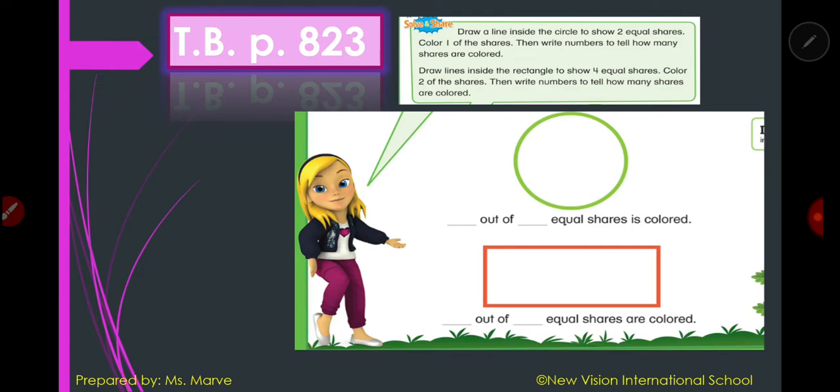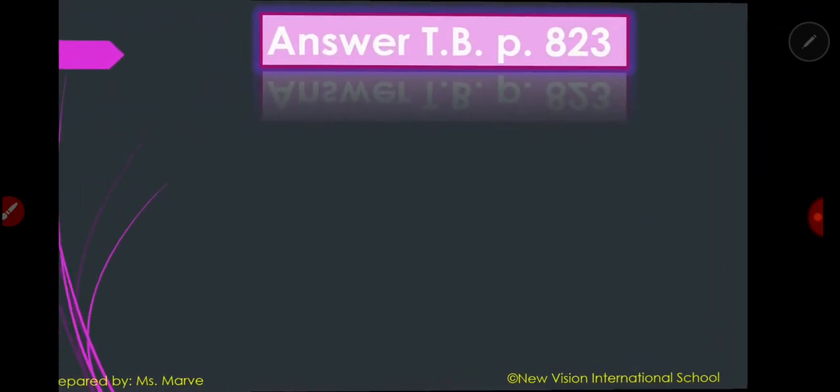Or maybe you just need to color the correct number of equal shares for each shape. Okay? So I'll give you 2 minutes to do this, and later on we will check our answers. Okay? Start now. Very good. Okay, let's check your answer.